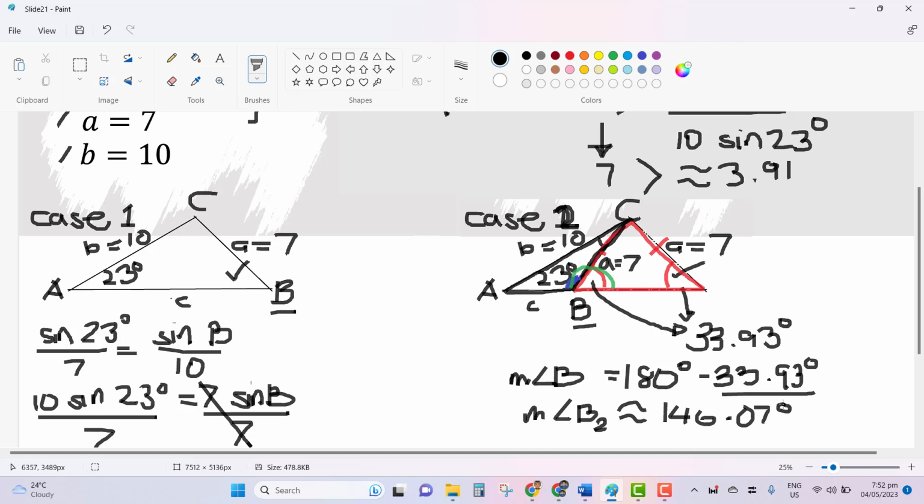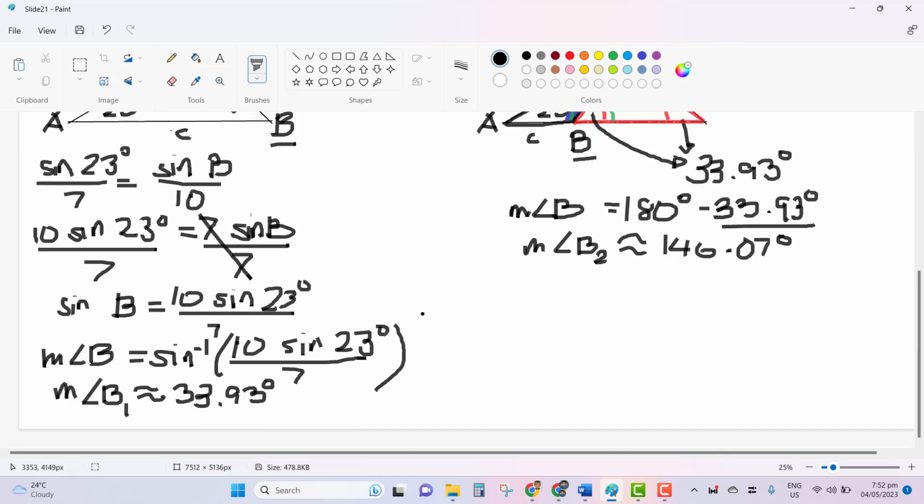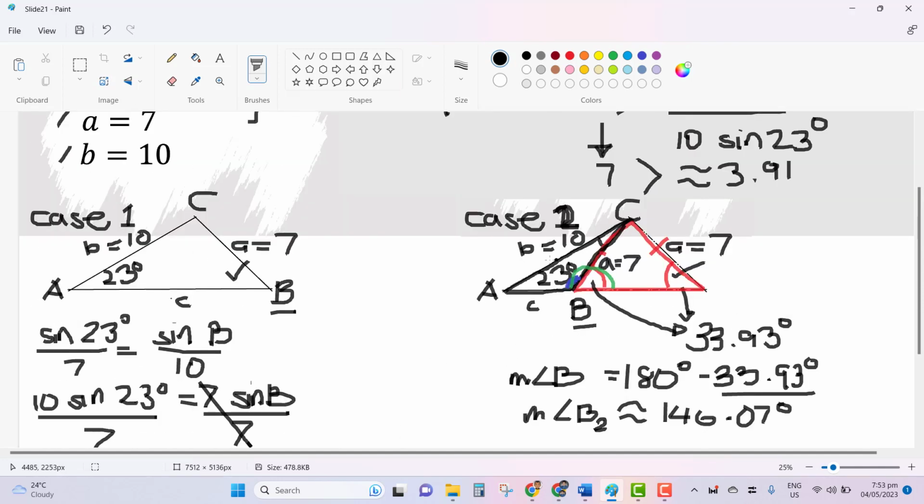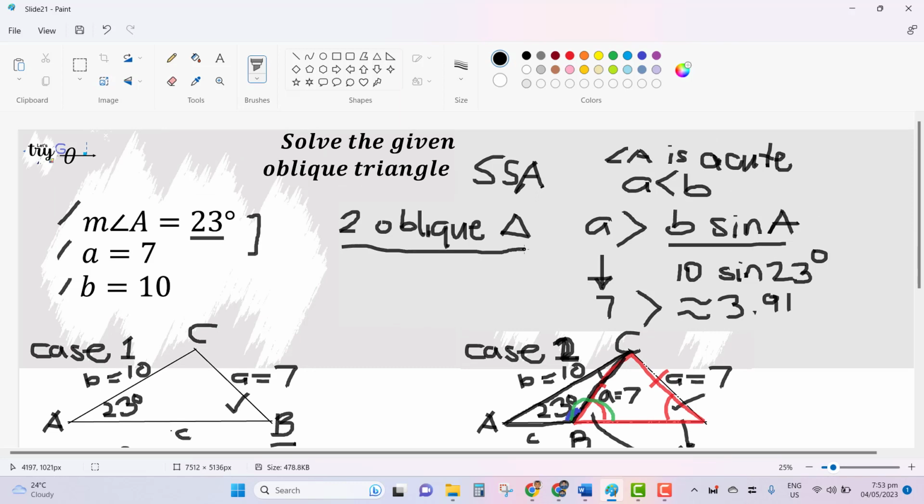146.07 degrees. Compare the two measurements of angle B. You have here 33.93 and 146.07. They are the same angle B notation, but of different origins for case 1 and case 2. This is acute. Yes, it's acute. This is obtuse. That's the difference between case 1 and case 2 because we have two oblique triangles here as shown earlier.